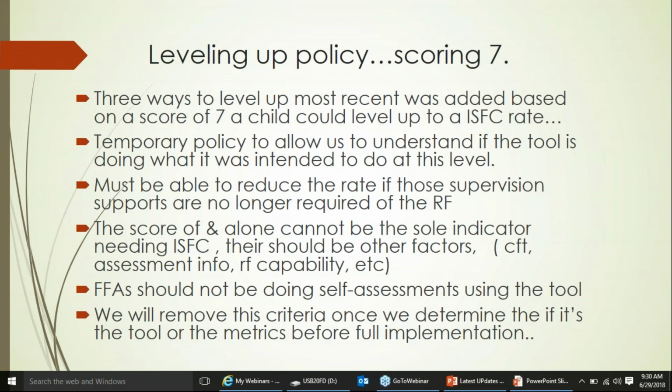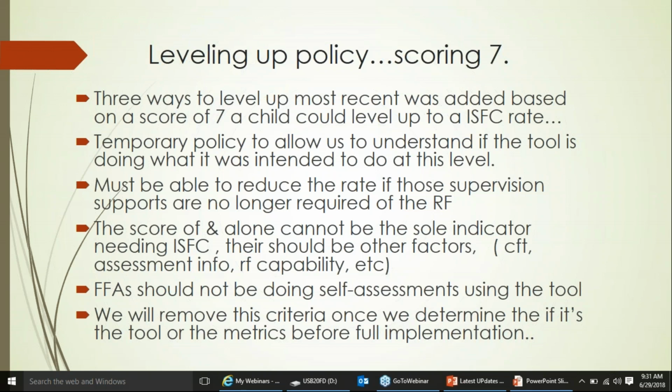We're interested in your feedback and engagement on that. And at some point at the end of this 30-day period, we'll have a decision about that piece and the ability to go back to the policy to reduce.